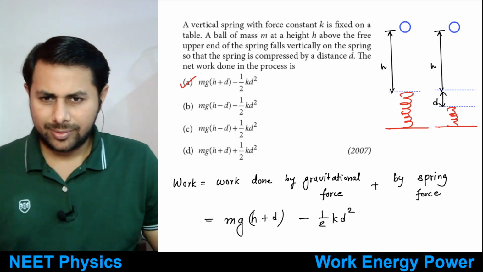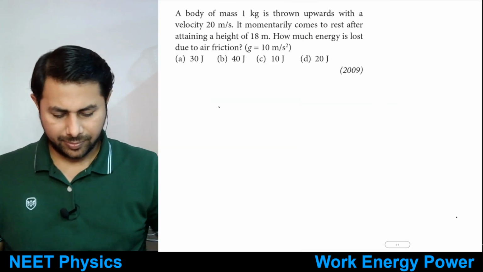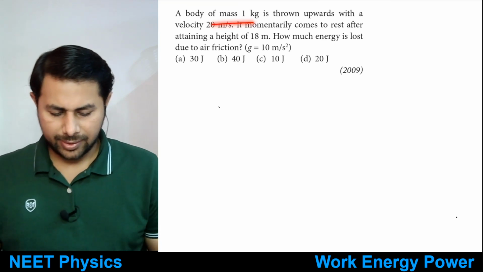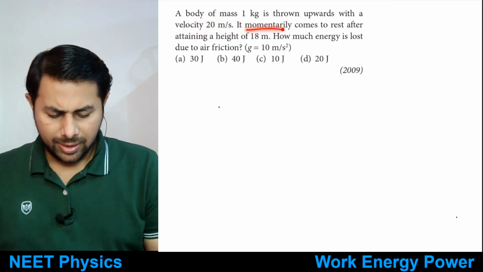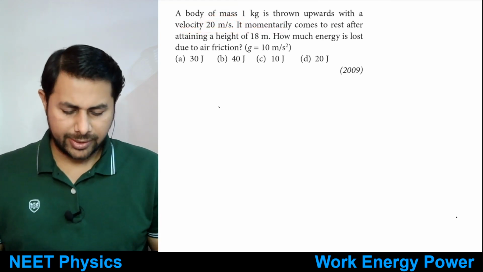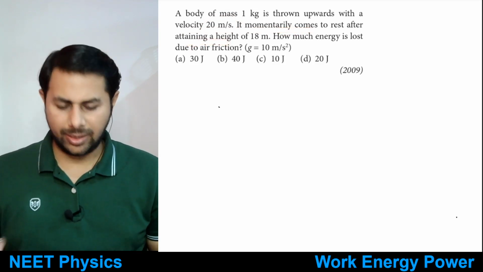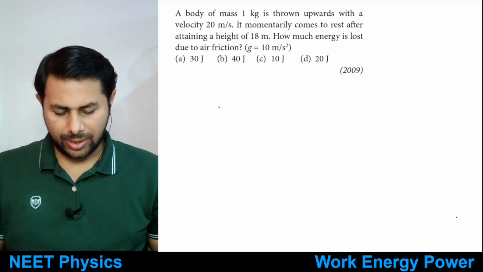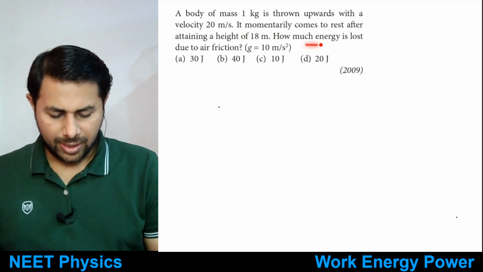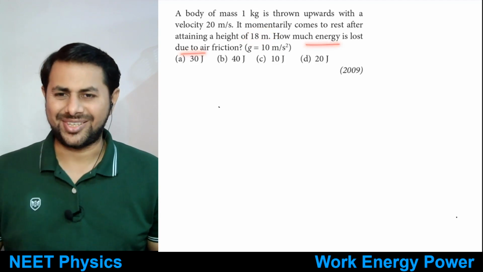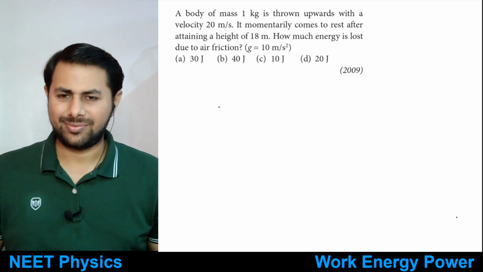All right. Okay, good. So let's see next one. A body of mass 1 kg is thrown upwards with velocity of 20 meters per second. It momentarily comes to rest after attaining a height of 18 meters. So you throw an object and it goes to height 18 meters and comes to rest. How much energy is lost due to friction? This is the question.